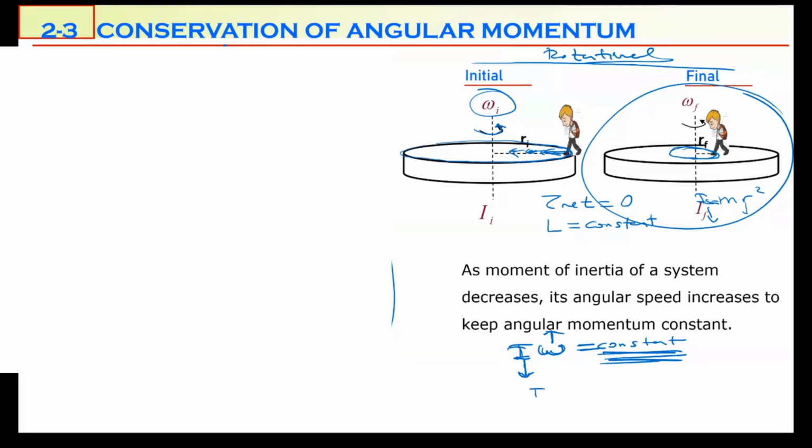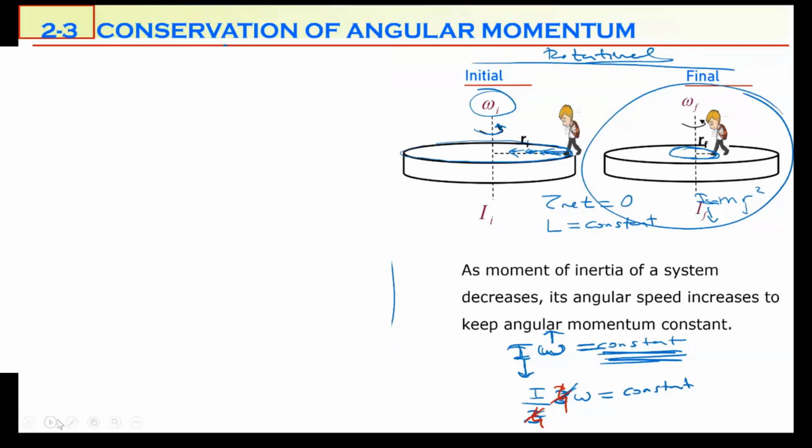Even their ratios are equal. As I decreases by 2, angular speed must increase by 2 to keep it constant again. It is very similar to required torque, and these two will simplify. Again, you will get I times omega. If the moment of inertia decreases by 3, angular speed must increase by 3. If moment of inertia decreases by 4, angular speed must increase by 4 to keep the angular momentum constant.